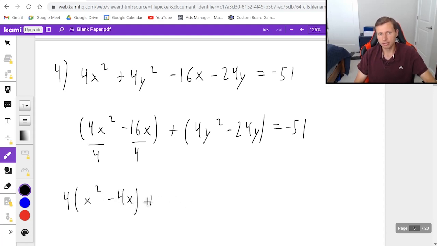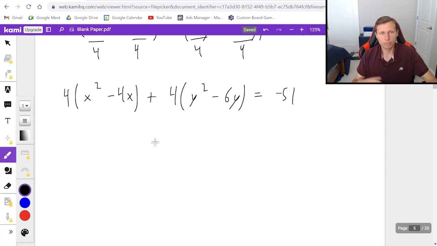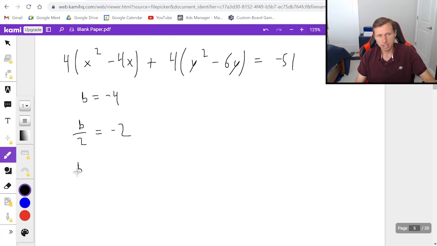And then for the y's, it's going to be 4 times y squared minus 6y, because you divide, again, each of these by 4. And then on the right side you have negative 51. So now we're getting close. For the first one with the x's, I would say b equals negative 4, which means b over 2 is negative 4 divided by 2, so negative 2. And b over 2 squared is going to be negative 2 squared, so positive 4. And that's what I'm going to be adding to both sides.